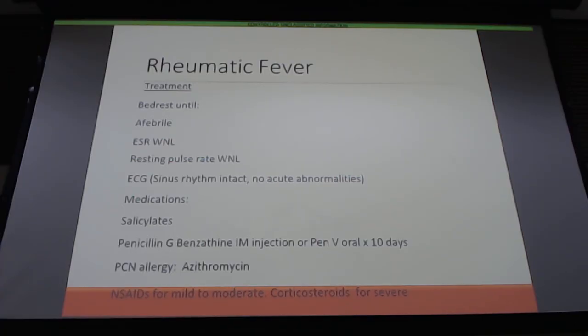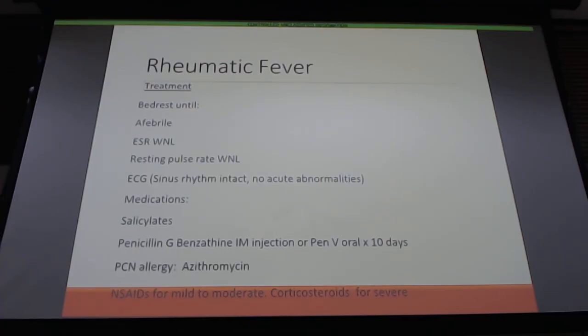Then what are you going to do? You're going to give them Pen G, same thing that you gave for strep, right? Nothing different. And or Pen V orally times 10 days. Okay? And here, I gave you your penicillin allergy will be with azithromycin. Right?